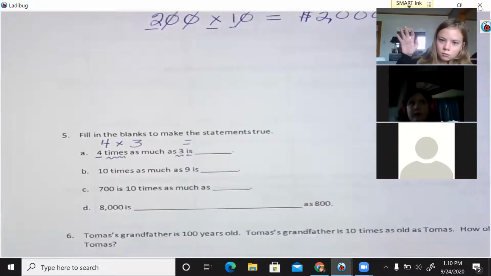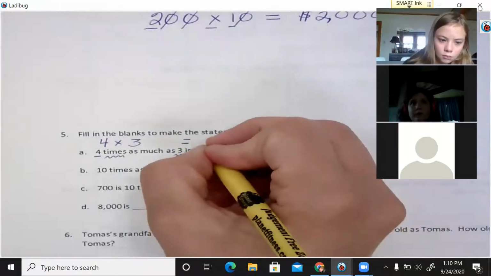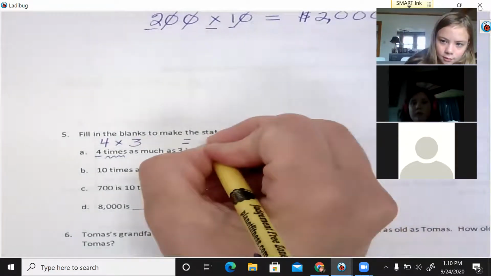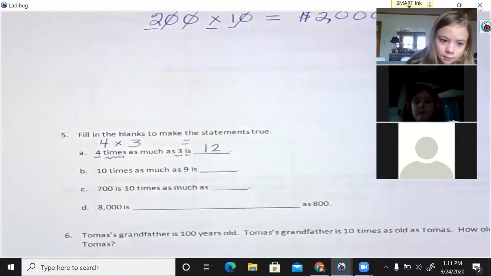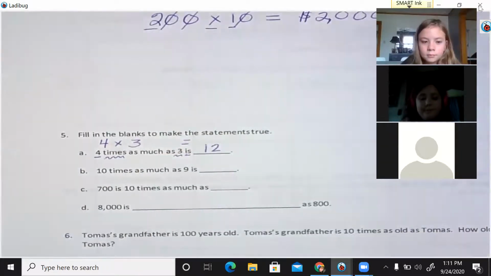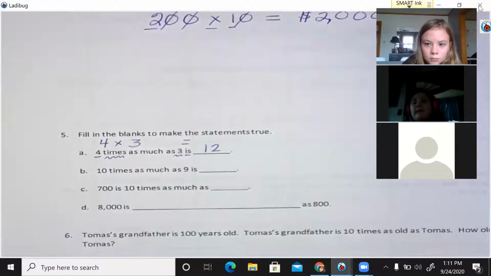4 times 3. Go ahead, Nina. It's 12. You are correct. So 4 times as much as 3 is 12. Okay, Olivia, I want you to help me with letter B. You ready, honey?